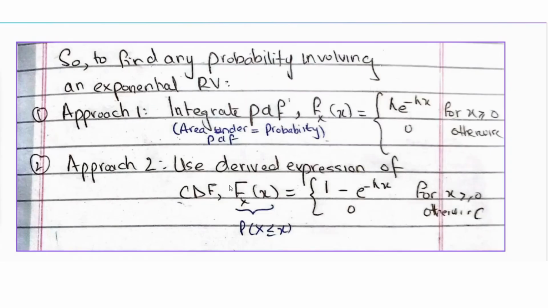If you want to find the probability X is greater than x, then we can just do 1 minus capital F_X(x), by using the complement rule, because capital F_X(x) is just the probability X is less than or equal to x. If you want to find the probability X lies between a and b, then it can just be F_X(b) minus F_X(a). So this is in detail how to find the probability of any continuous random variable using the PDF or CDF. Just like for any other continuous random variable, for an exponential random variable you have two options when you want to find any probability: integrate its PDF or use the derived closed form expression of the CDF.